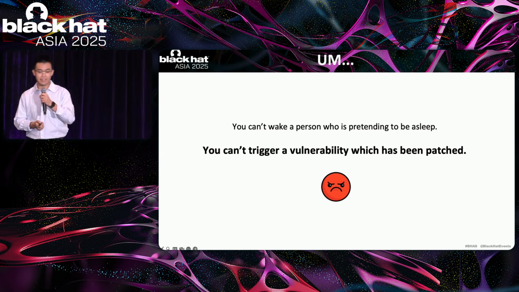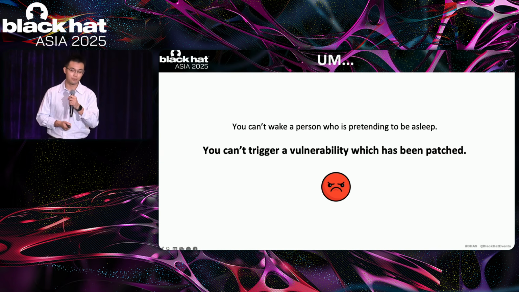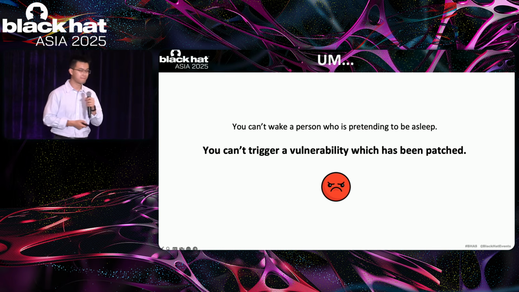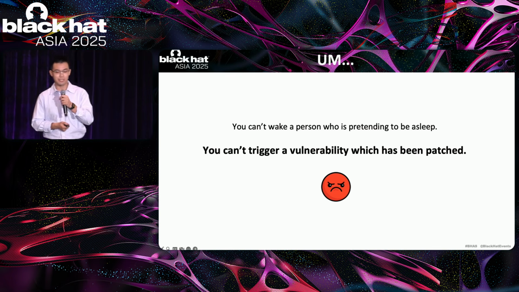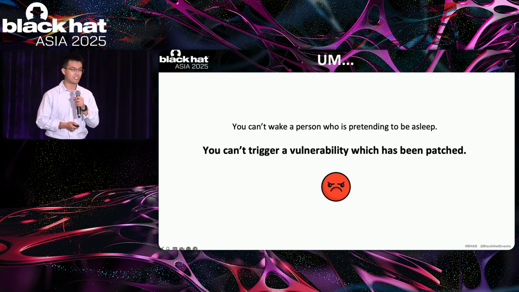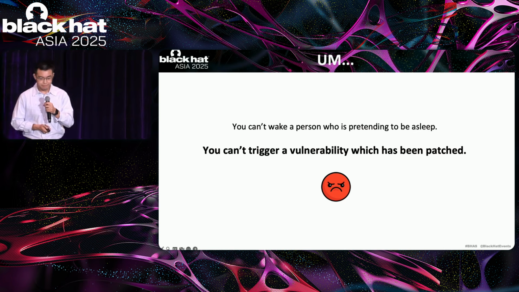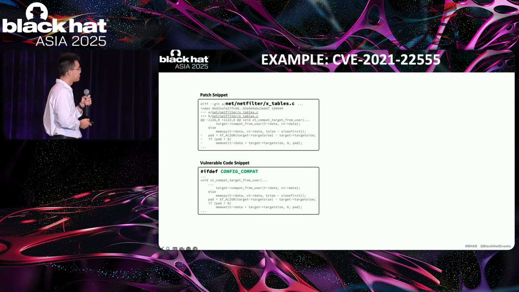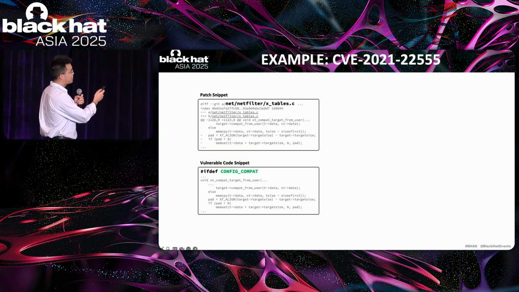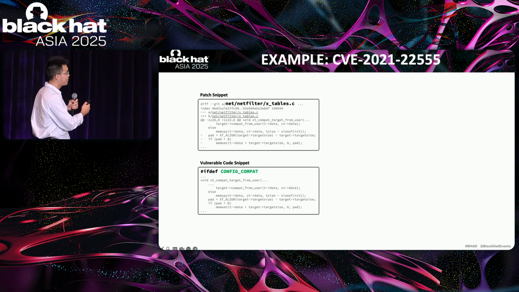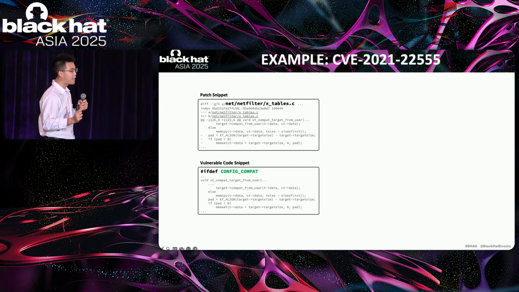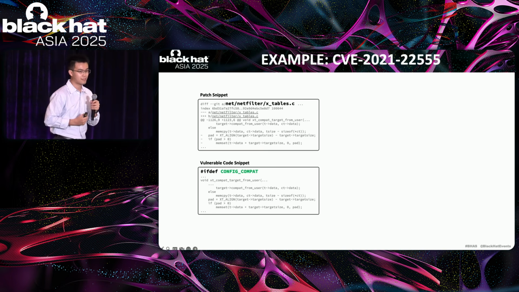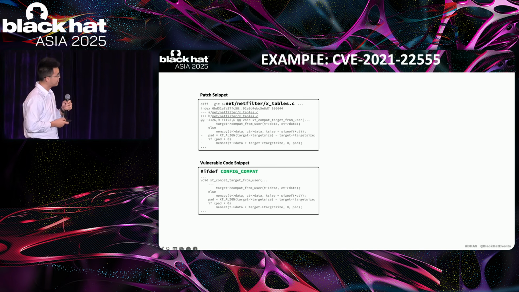So we can see you can't wake up a person who is pretending to be asleep, and you can't trigger a vulnerability which has been patched. Okay, let's go on. This is a patch snippet for the same vulnerability. You can see it modified some files, and you can get the file path from this patch.